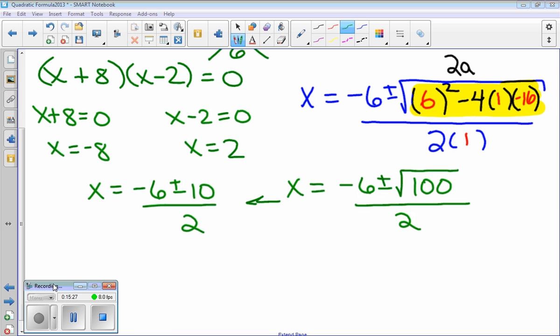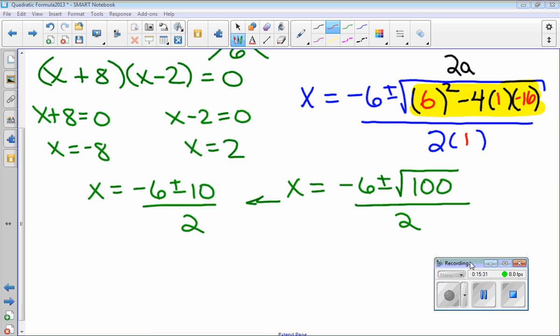Here's where it comes into play. How many answers, or how many solutions, how many zeros, how many x-intercepts do I know this has? 2. So I'm going to write both of them. Negative 6 plus 10 all over 2, and negative 6 minus 10 all over 2.